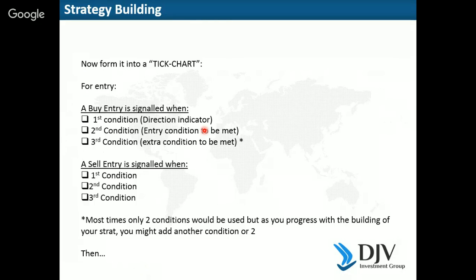But it has to be confirmed. So you can't do it on the first one. It's always going to be on the second signal onwards, or the second bar onwards, because then that direction change has been confirmed. Okay.